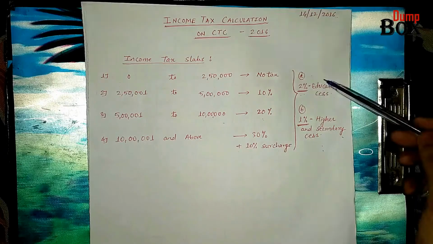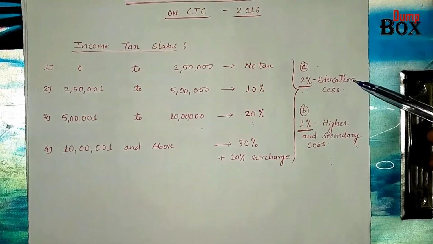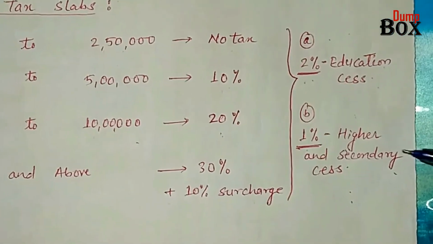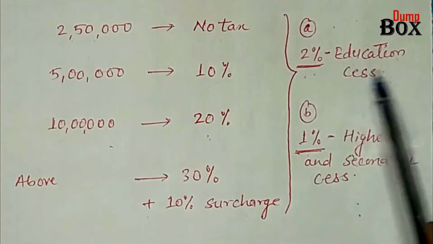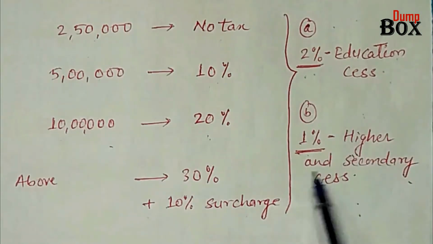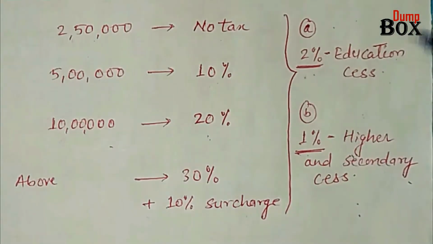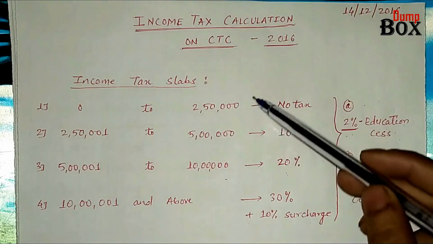Apart from that, there are 2 more taxes. First one is education cess and second one is higher and secondary cess. You have to pay 2% of education cess and 1% of higher and secondary cess. These 2 taxes are applied on all the slabs.